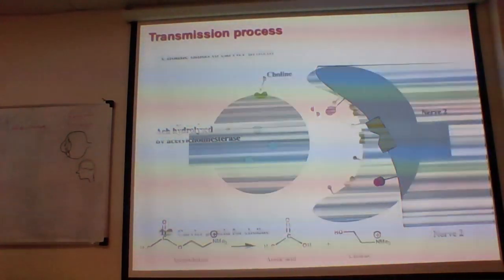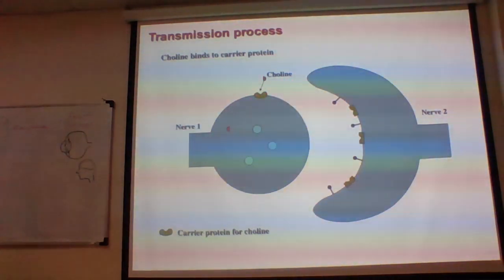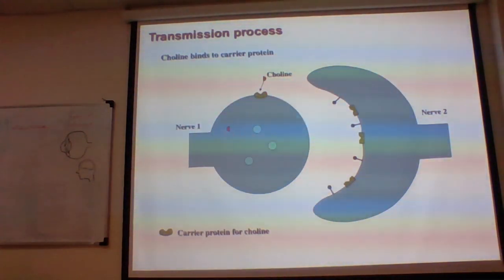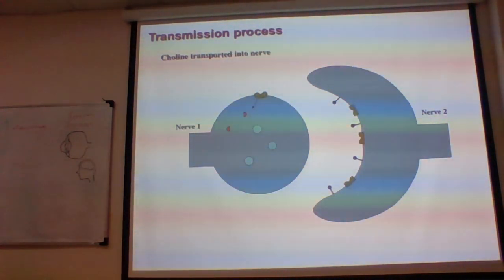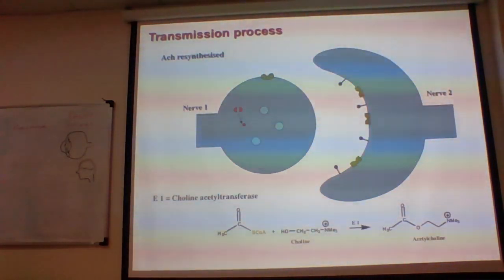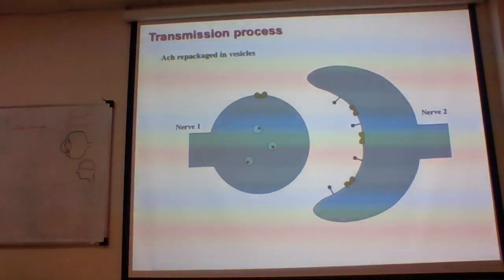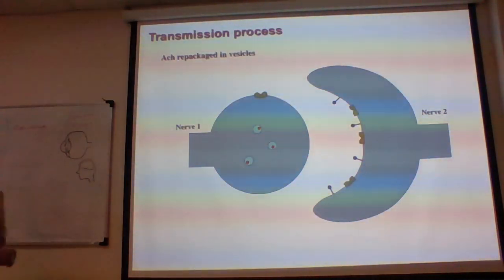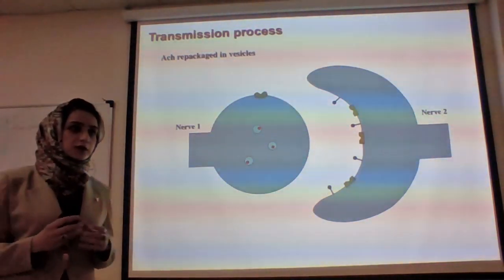Acetylcholine. What will happen to the choline? It will be reuptaken to the presynaptic terminal, and it will react with acetyl-CoA. It will form acetylcholine again, and it will be transferred to the synaptic vesicle in order to be stored again for release.